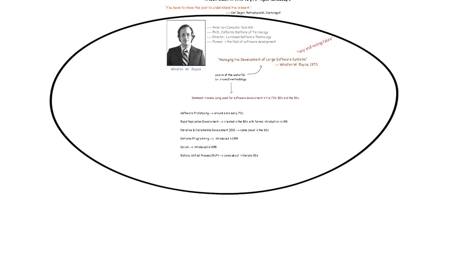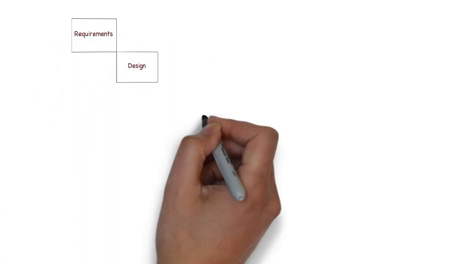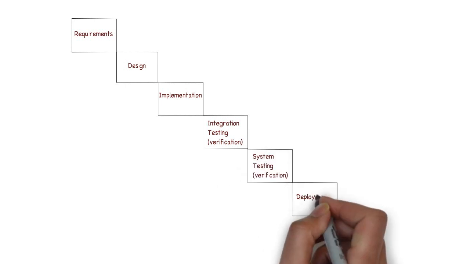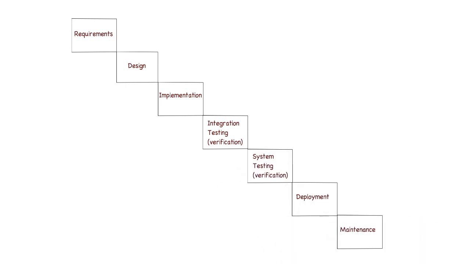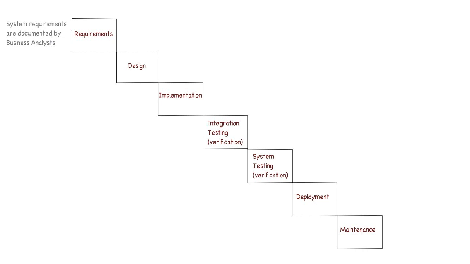Next, I think it'll be helpful to do a quick review of this process and its key drawbacks as a refresher. So this is a classic picture that represents the waterfall process. The first phase is called the requirements phase. In this phase, system requirements are gathered and documented typically by a business analyst.